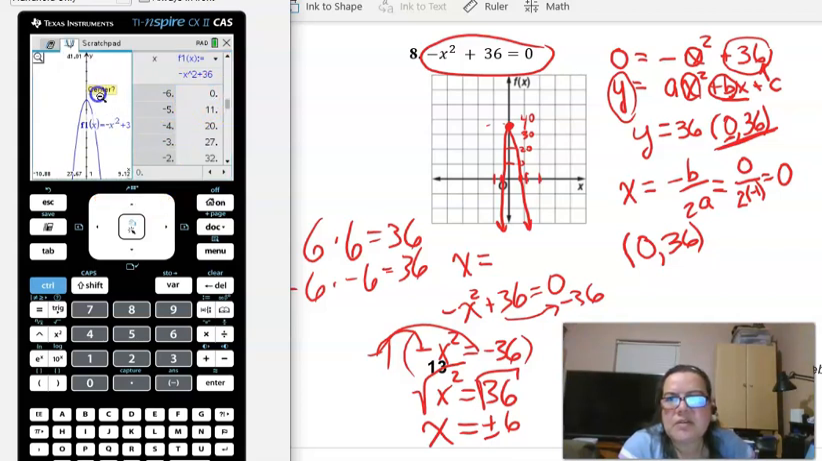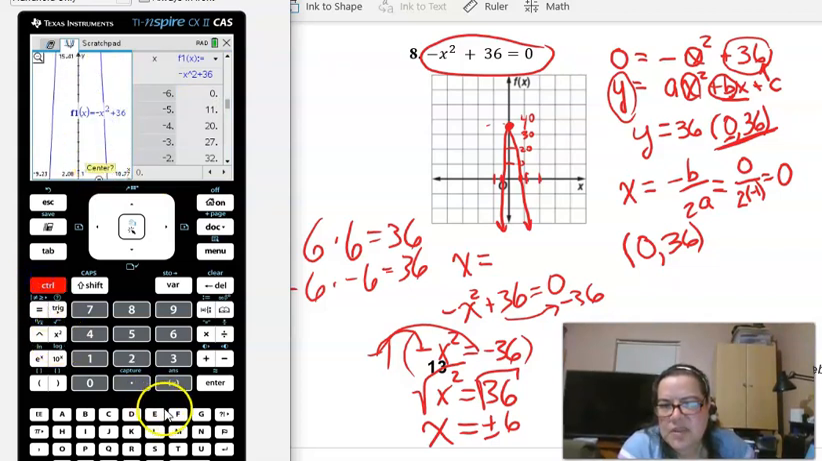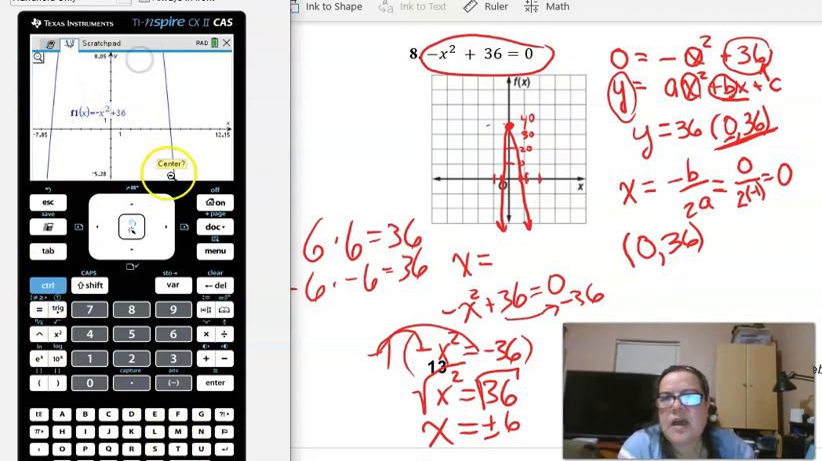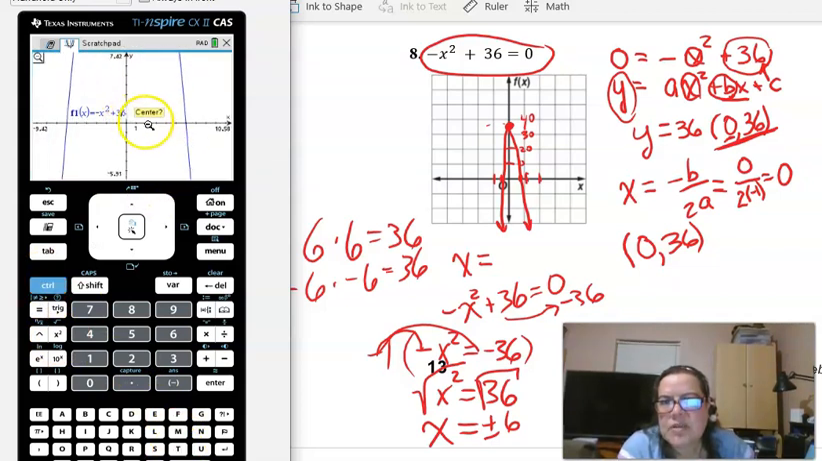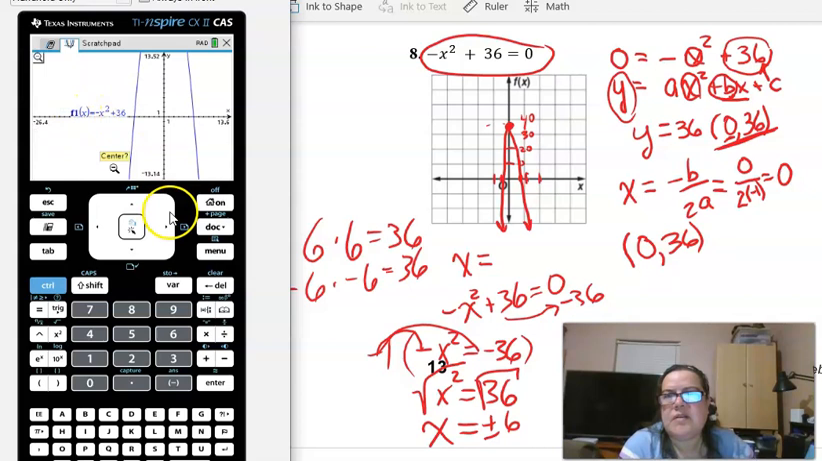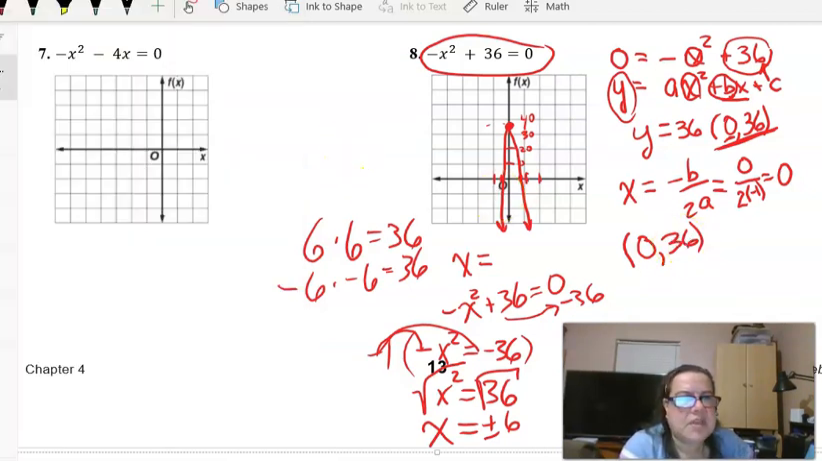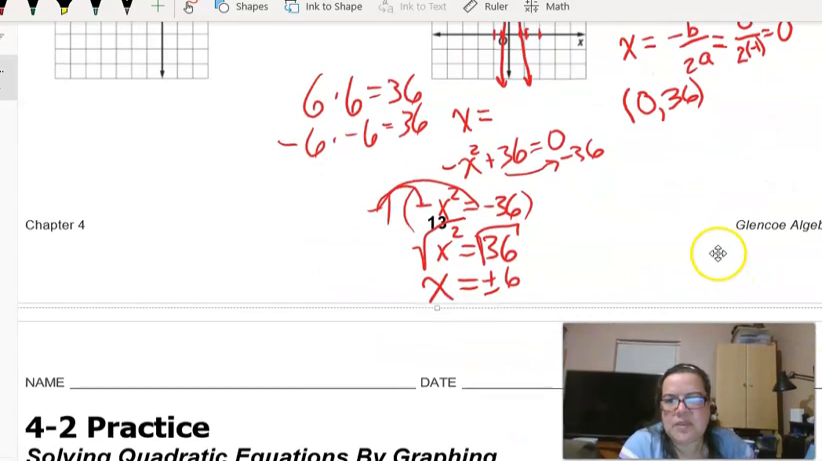So if I were to actually look at the graph and see where it crosses, let me take away the table so we can see a little bit bigger graph. Here we go. So we count 1, 2, 3, 4, 5, 6, and then negative 1, negative 2, negative 3, negative 4, negative 5, negative 6 right there. So again, there are many different ways of working these problems, but you really do need to practice to get better and better at doing this.